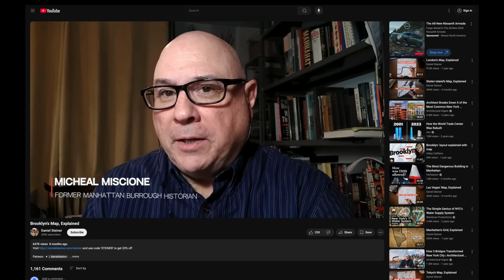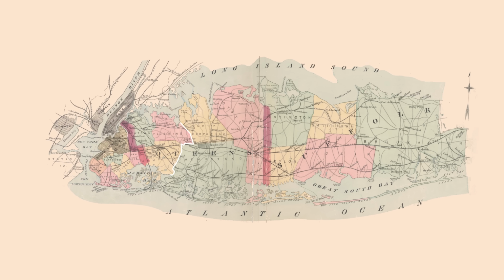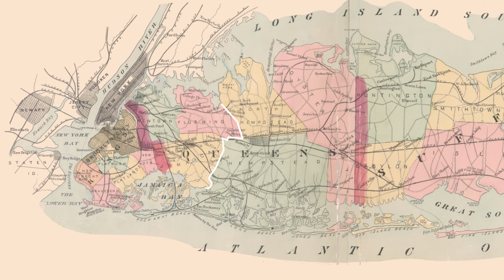This is Michael Michonne in an interview I did with him for the Brooklyn video. And when it was realized that this is unbelievably unworkable, you've got a county that's 1/3 inside a city, they decided to create Nassau County. When they created Nassau County, they also decided to redraw the Queens Borough line.